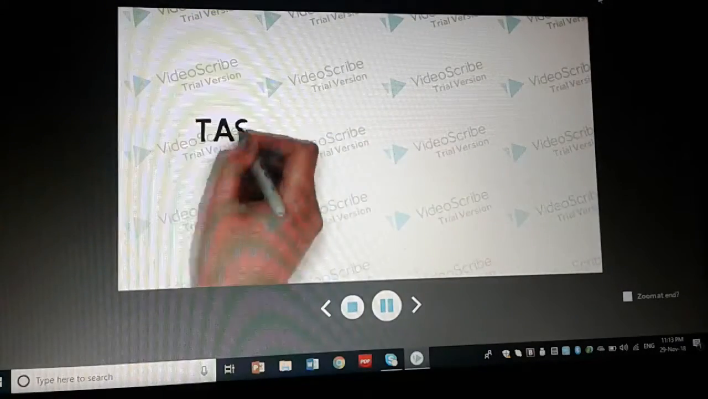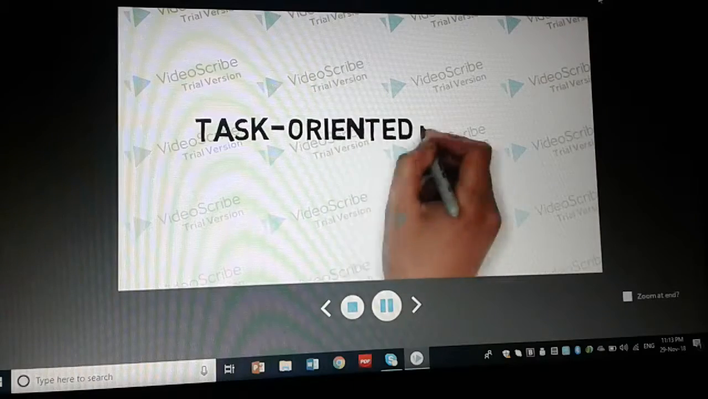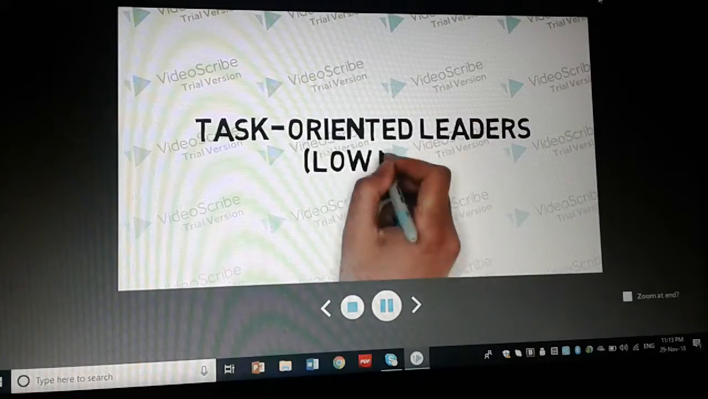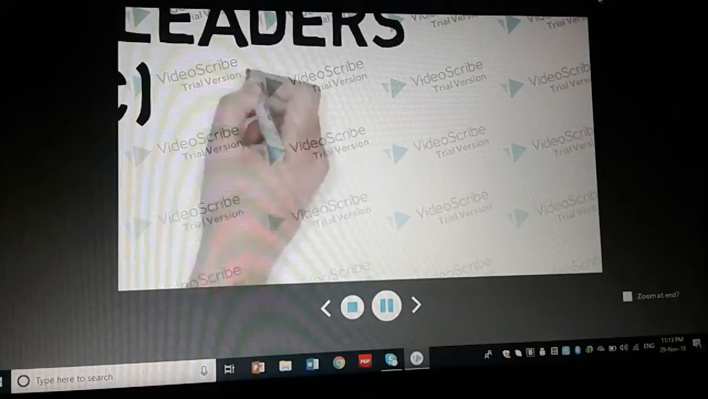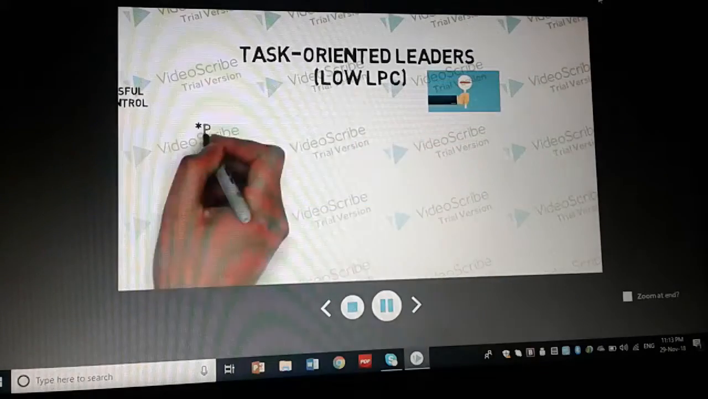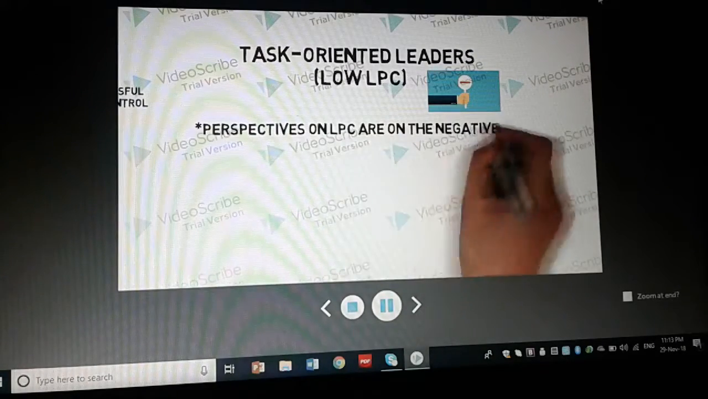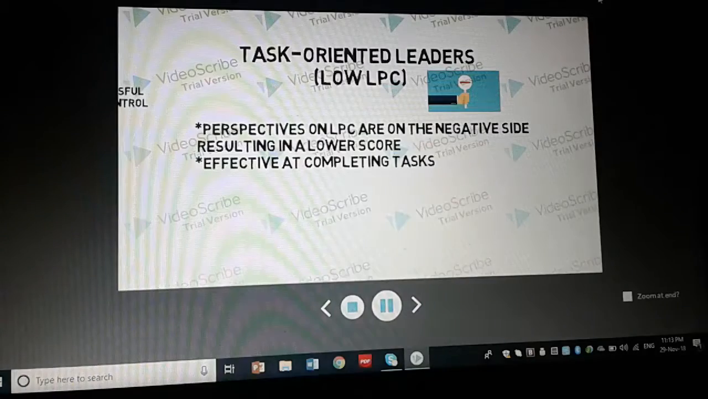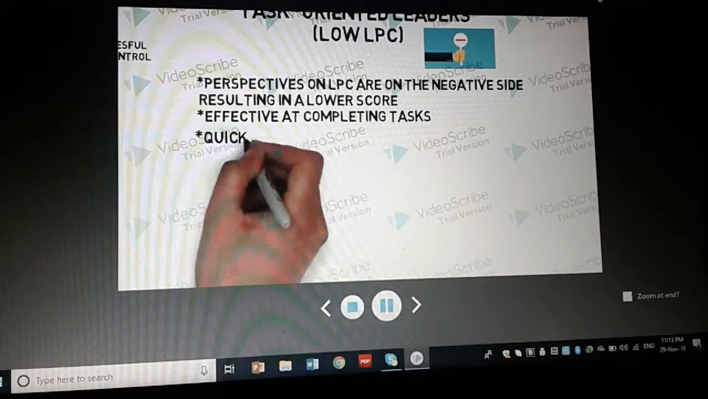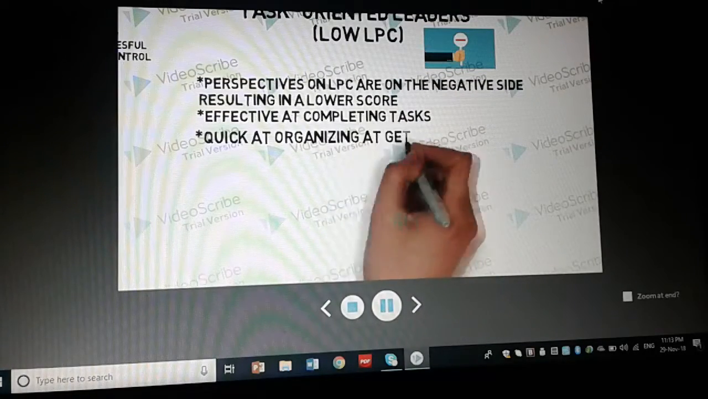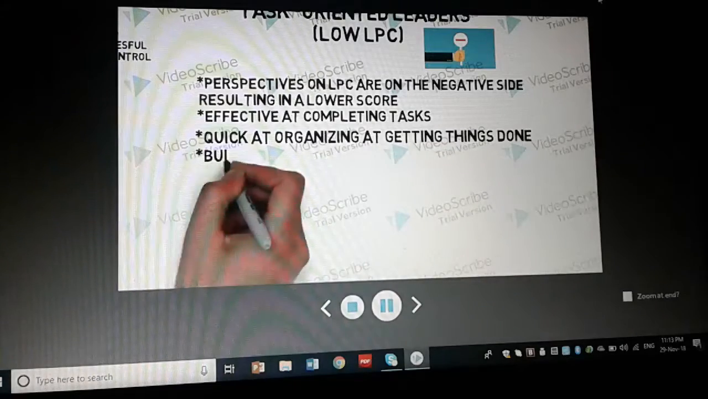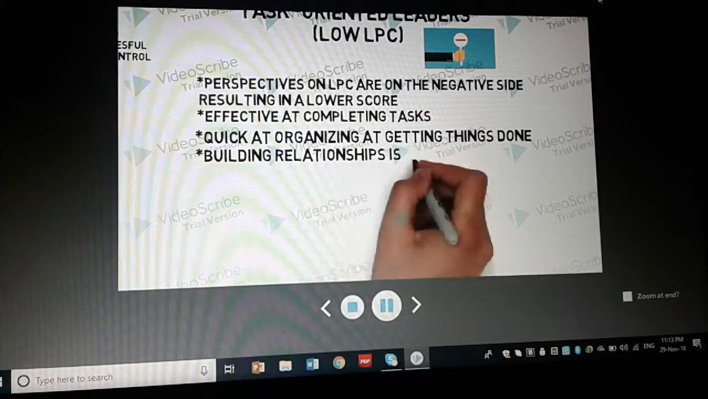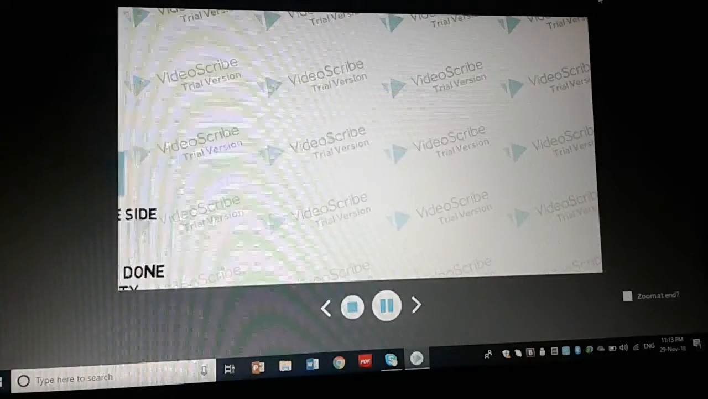To make it easier to understand, it is important to break the third step down. The task-oriented leaders are low LPC leaders as per the scale. Their perspectives on the LPC are on the negative side, which is what results in a lower score. These leaders, though, are very effective at completing tasks and are very quick at organizing a group to get things done. However, for them, building relationships is a low priority.